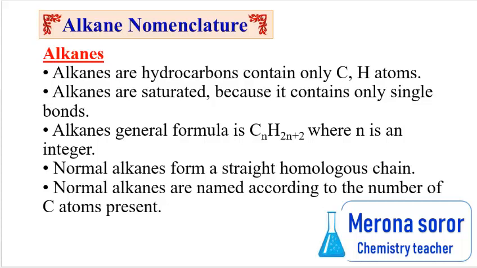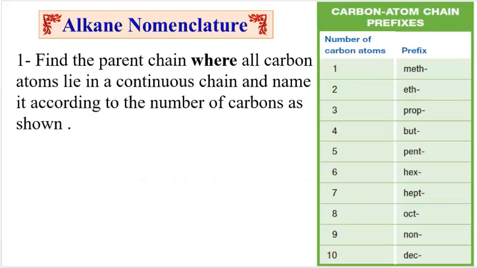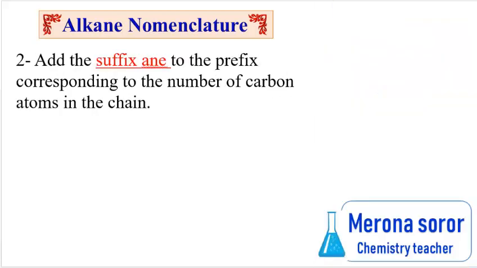The alkane general formula is CnH2n+2, where n is an integer. Normal alkanes form a straight homogeneous chain. Normal alkanes are named according to the number of carbon atoms present. Step number 1: find the parent chain, where all carbon atoms lie in a continuous chain, and name it according to the number of carbons as shown. Number 2: add the suffix "-ane" to the prefix corresponding to the number of carbon atoms in the chain.